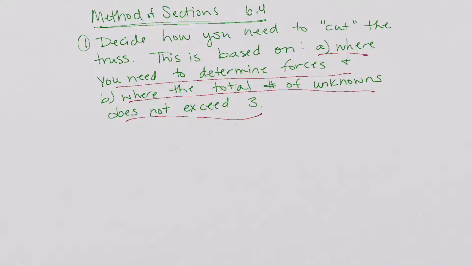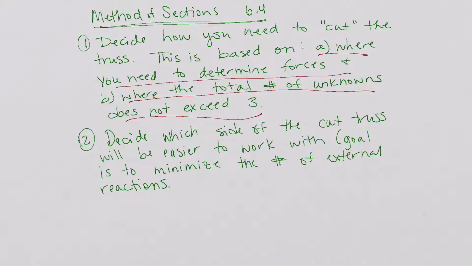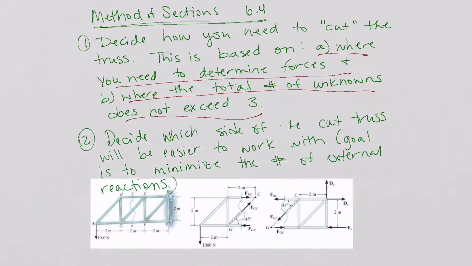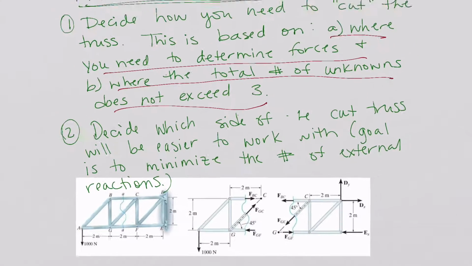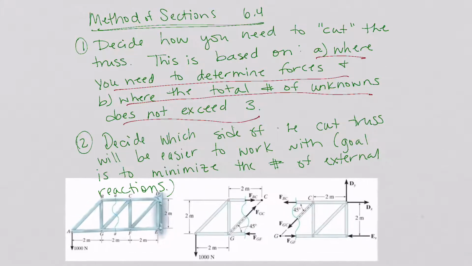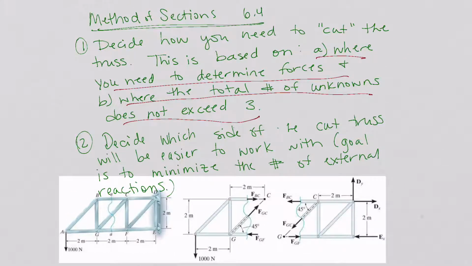For the second step, decide which side of the cut truss will be easier to work with. The goal is to minimize the number of external reactions. So you have to decide which side of the cut truss you want to work with. Basically with this, let me add a photo. So with this, you can see that well. We have this truss, and we have the reaction forces happening at the end.